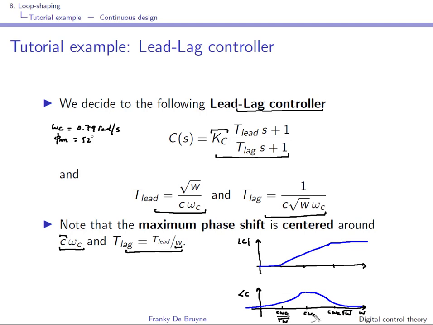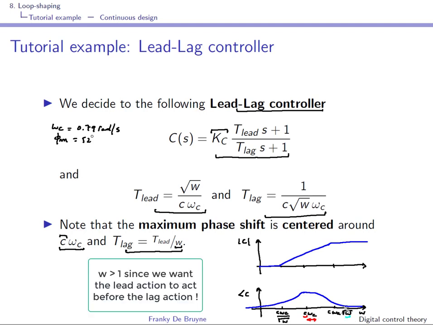Okay, so at the frequency c times the crossover frequency, you're lifting the phase and you have the maximum lift. So you can play with the parameter c here to place this frequency where you have the maximum phase lift, and then you can also play with the other parameter W, so that you can play with the width. If W is increasing, the frequency range between 1 over T lead and 1 over T lag will become larger, and if you make W smaller, this width will decrease.